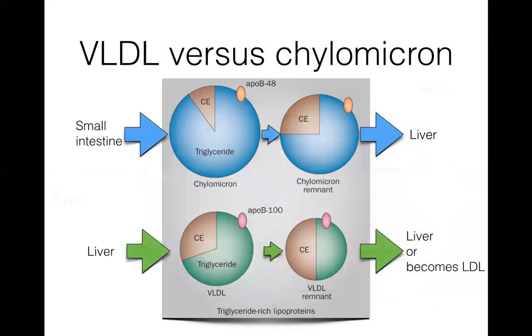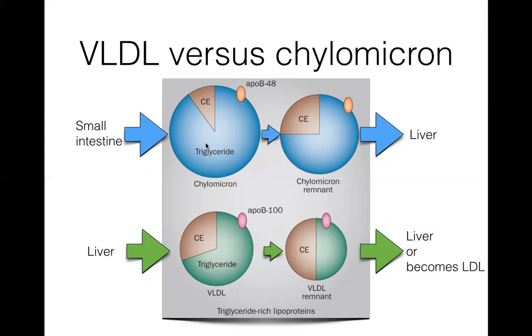Let's briefly compare VLDL versus chylomicron. They do have a lot of similarities, and of course, there are some differences. One of the differences is that chylomicron is produced in the small intestine, whereas VLDL is produced in the liver. What about the similarities? Well, both of them are predominantly composed of triglycerides. However, the triglycerides in VLDL are endogenous, whereas the triglycerides in chylomicron are dietary or exogenous.